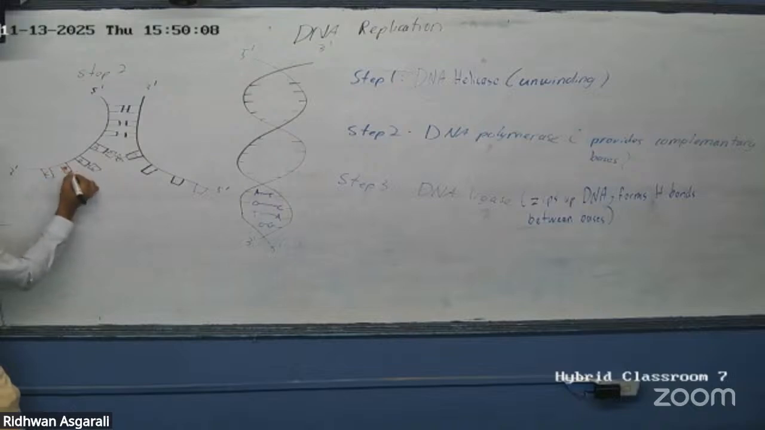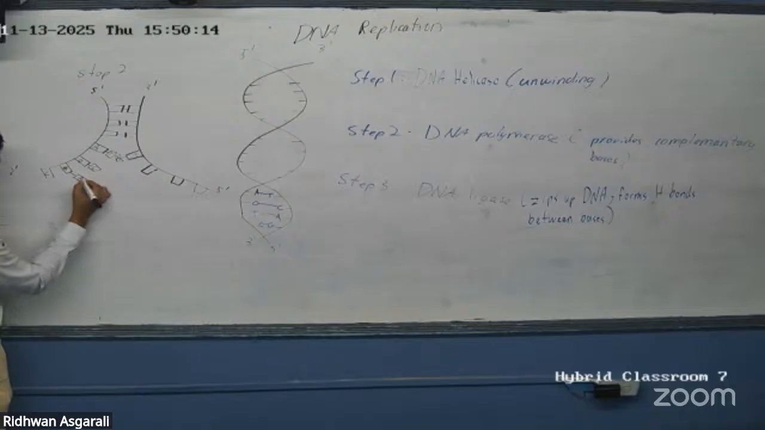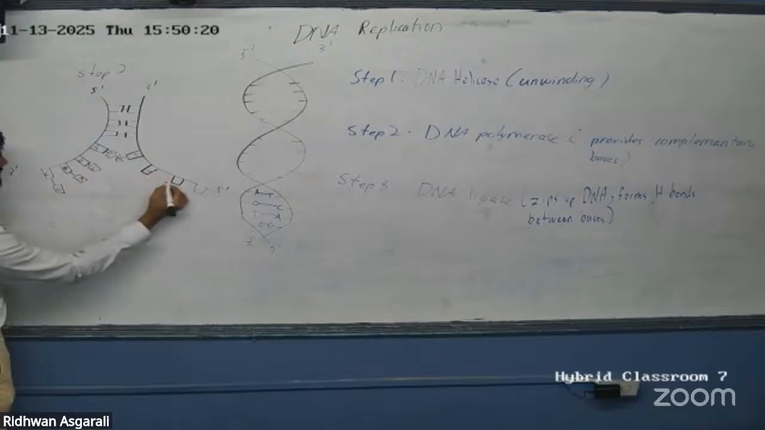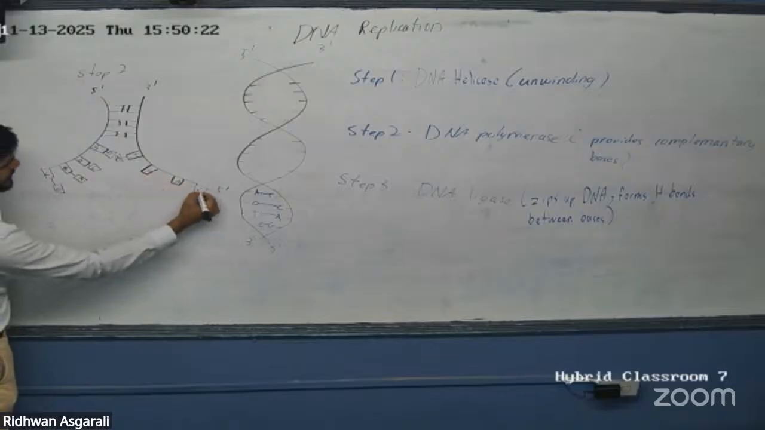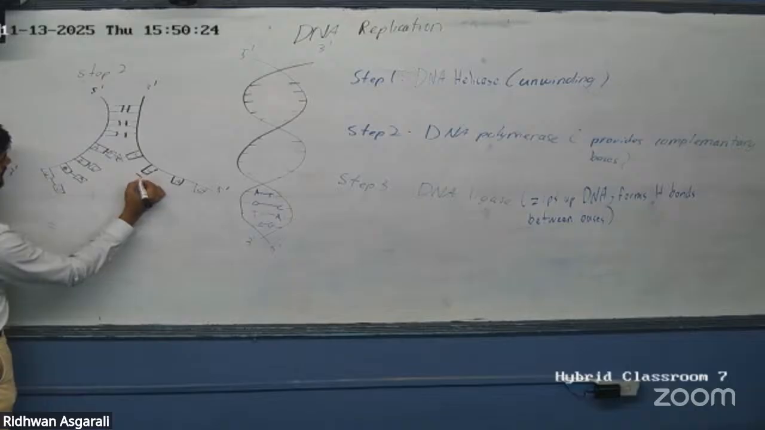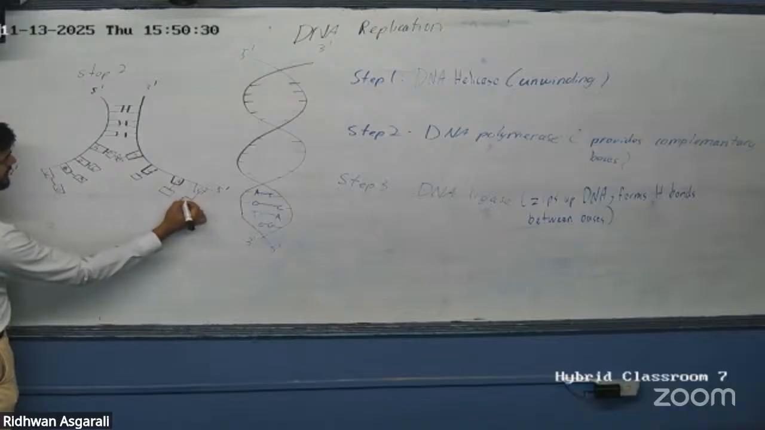So the complementary bases are going to show up: G on both sides, T, C, A, G. And this is happening because of the presence of the enzyme DNA polymerase.